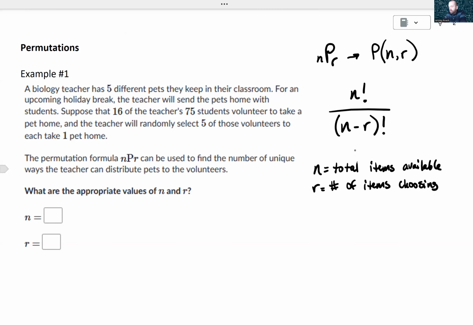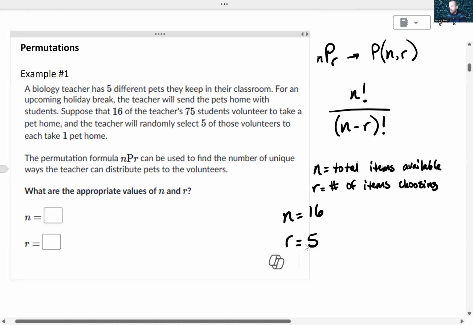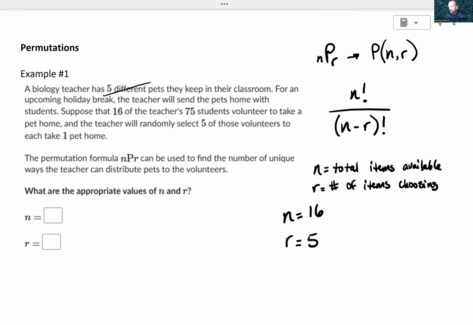So there are 16 students who volunteered to take the pet home. So not all 75 students wanted to take the pet home, just 16 of those students. And then the teacher's going to pick 5 of those 16 students to take the pet home. The 5 different pets, that's not an important part of this problem for just determining N and R. The one pet home also is not important, and neither are the 75 students. And so that's all we have to do for this problem: figure out what is the total items available and what's the number of items that we're choosing.